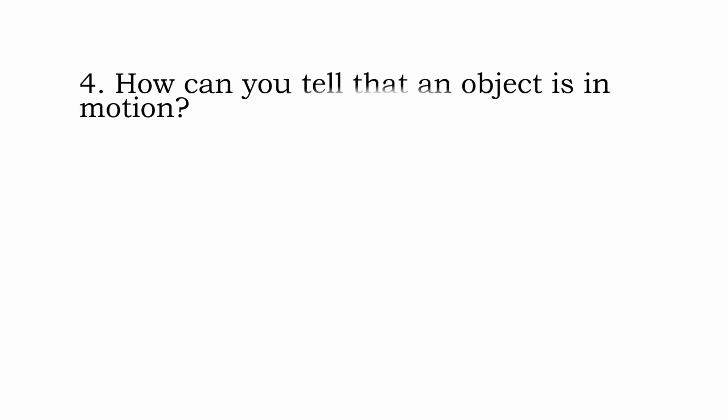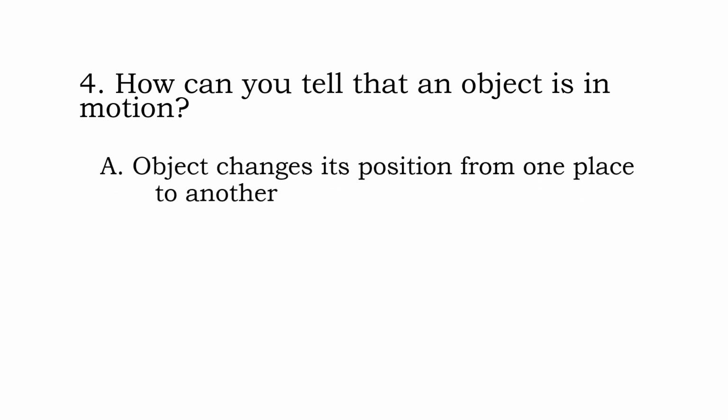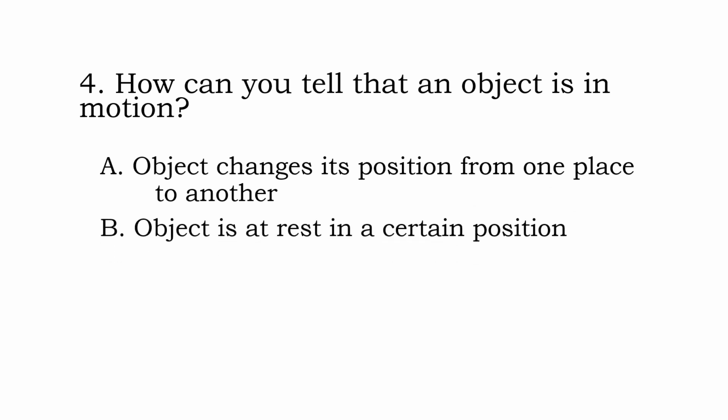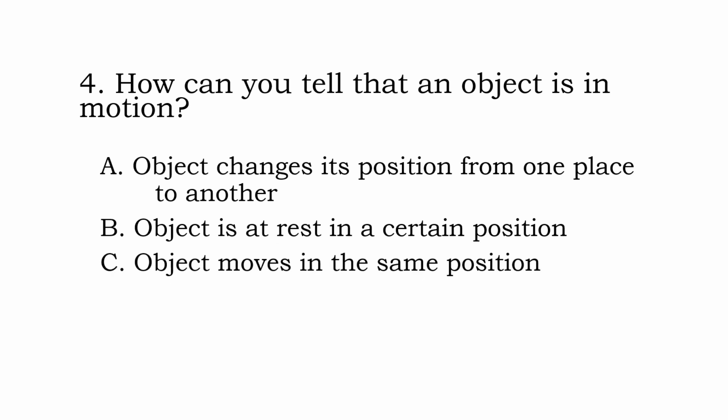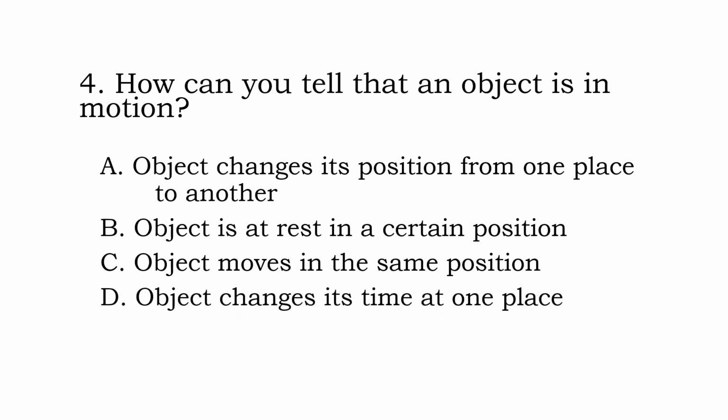For number 4, how can you tell that an object is in motion? A. Object changes its position from one place to another. B. Object is at rest in a certain position. C. Object moves in the same position. Letter D. Object changes its time at one place. Are you ready? And the correct answer is letter A.